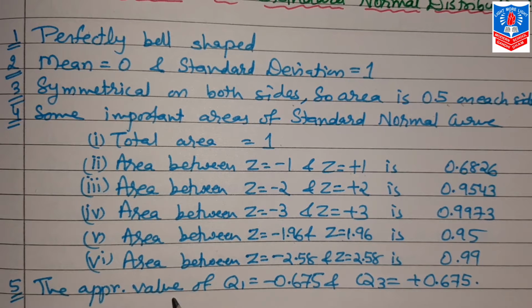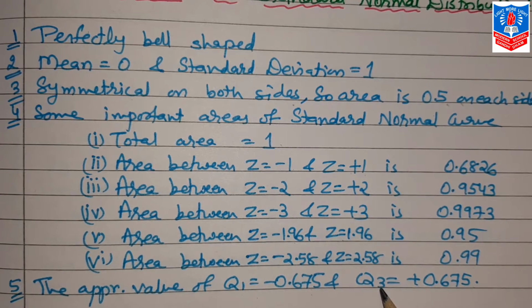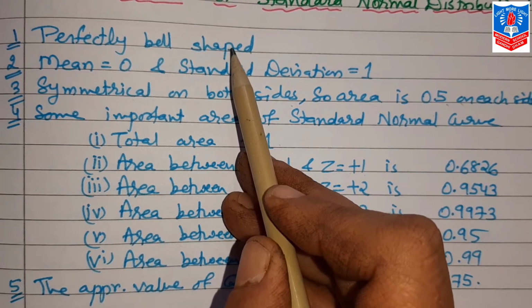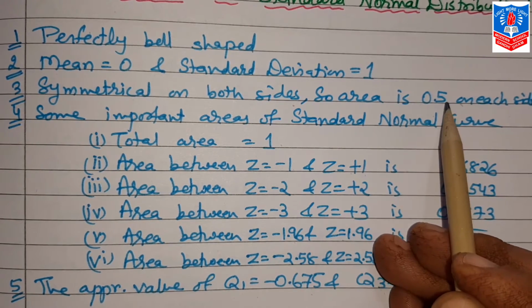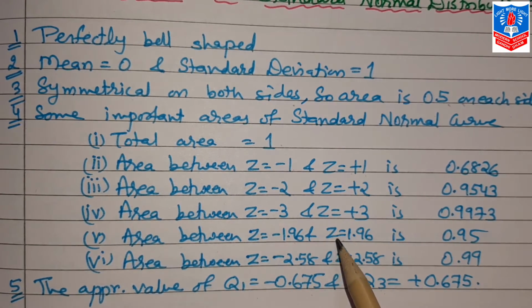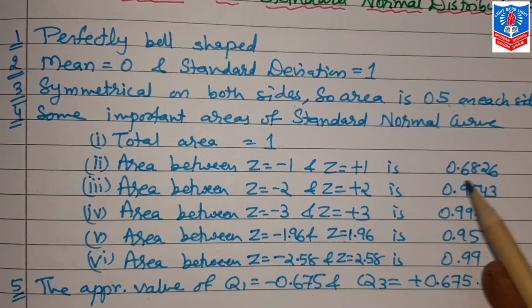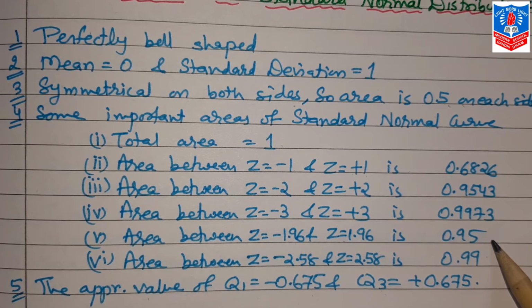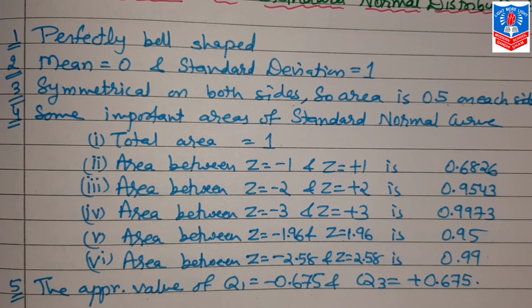That is the approximate value of Q1, that is -0.675, and Q3, that is 0 plus 0.675. Approximate value of Q1, first quartile, and third quartile. So this way: bell-shaped, value of mean and standard deviation 0 and 1, both the sides area 0.5, and approximate value of Q1 and Q3. So this way, total 4 points you remember, and these values you can remember, but otherwise also after using the z table we can find. So this way, as I said, characteristics of standard normal distribution are very important from the examination point of view.